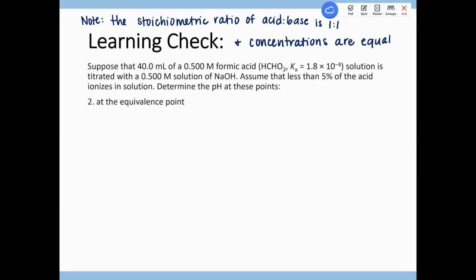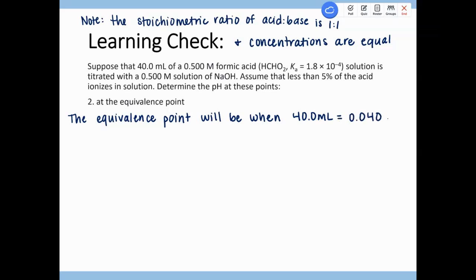So the equivalence point will be when there's the same number of moles of the base as there is the acid. They're the same concentration. So to have the same number of moles, we need the same volume of that basic solution. So the equivalence point will be when 40.0 milliliters, which is 0.040 liters, of NaOH is added.